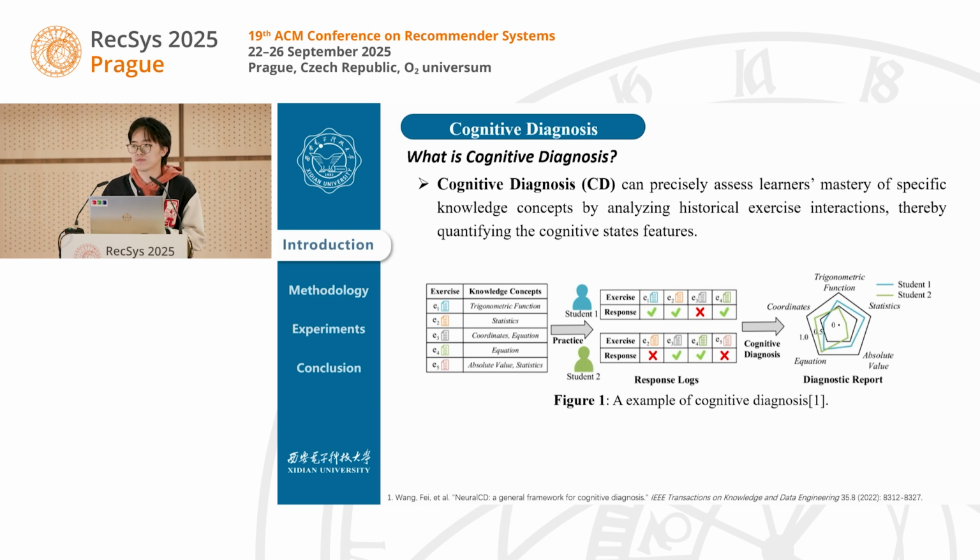So here comes one of the techniques, which is called cognitive diagnosis. It can precisely assess learners' mastery of specific knowledge concepts by analyzing historical exercise interactions, thereby quantifying the cognitive state features. So what we want to do is combine the two different kinds of work, course recommendation and cognitive diagnosis, to get better course recommendation results.